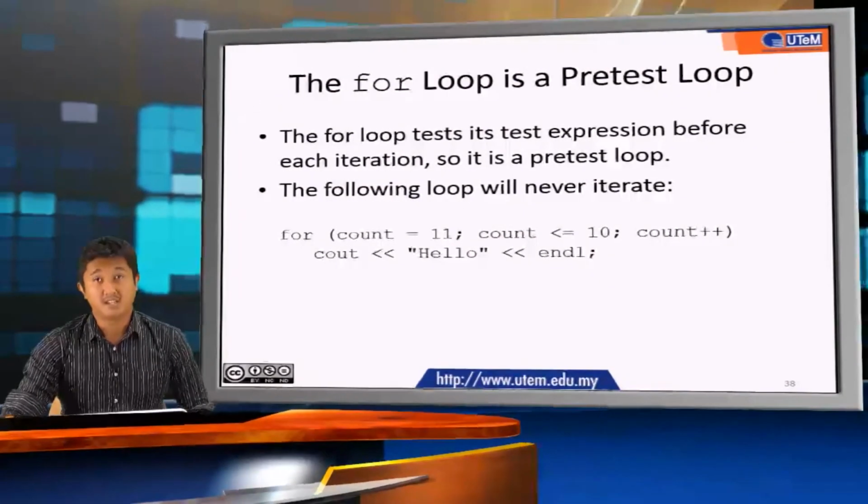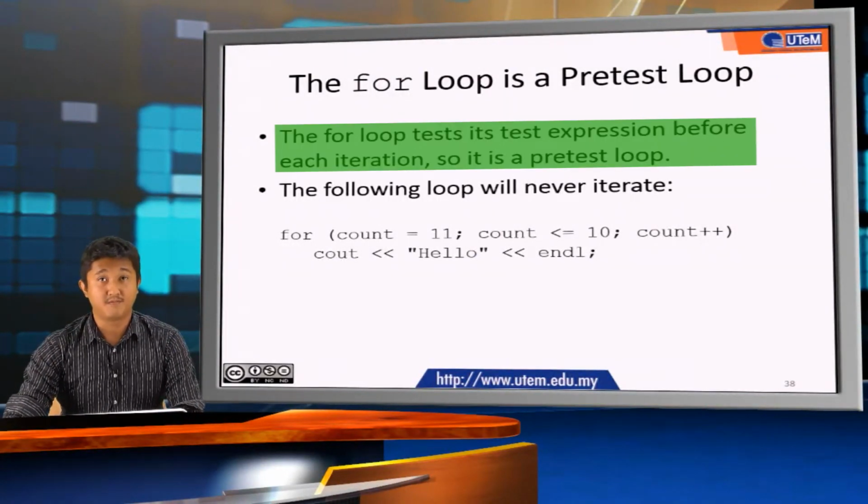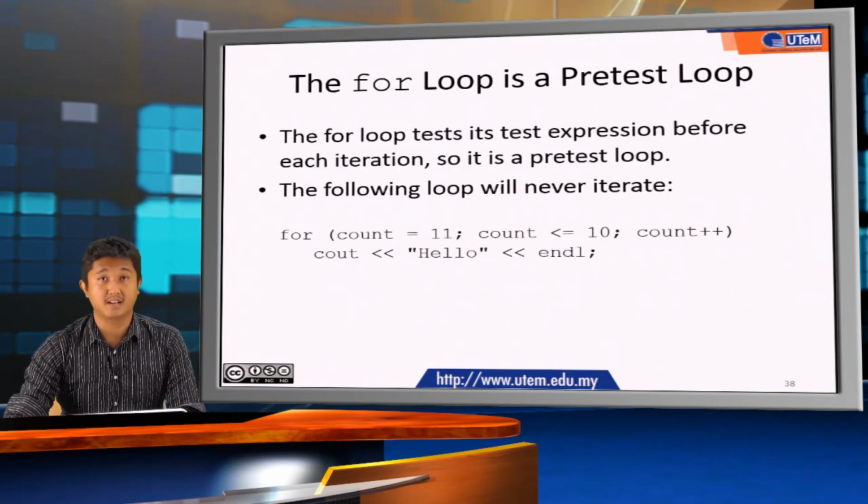For loop is actually a pre-test loop because it tests the expression before executing the statement in each iteration, which means that if you wrongly initialize your variable and it is tested false on the first iteration, your loop will never be iterated.